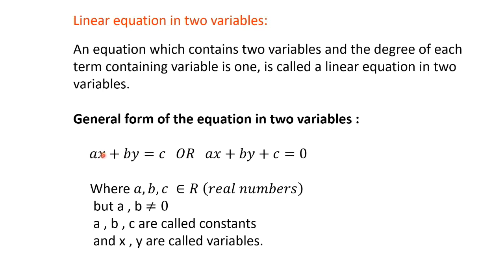See here, the index is not written, that means the index is 1. But x and y, the variables, are present in two different terms. They cannot be present in the same term. So that is why here the degree is 1 and they are called linear equations in two variables.